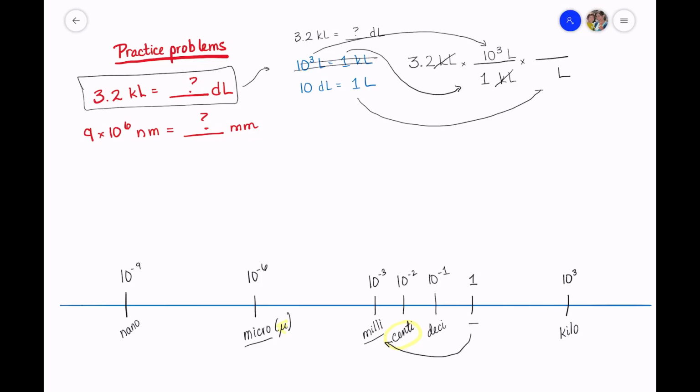Now I can use the second conversion factor. I'll put the 1 on the bottom, and I'll put 10 deciliters on the top. I now have deciliters. That's exactly where I want to be, so I am done. I simply need to multiply across the top. So 3.2 times 10 to the 3rd times 10 deciliters. That's equal to 3.2 times 10 to the 4th deciliters. And we're done.